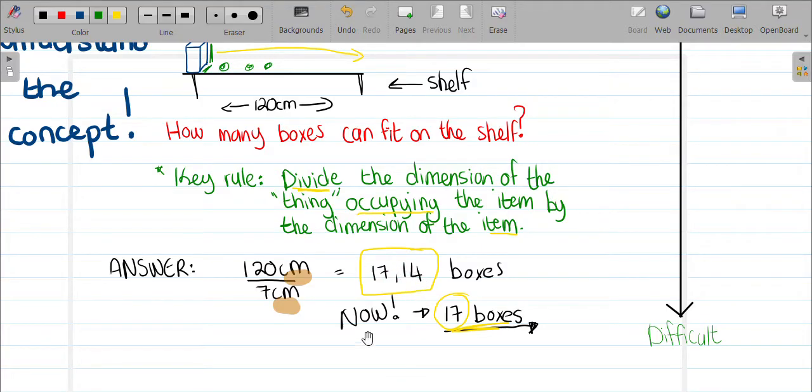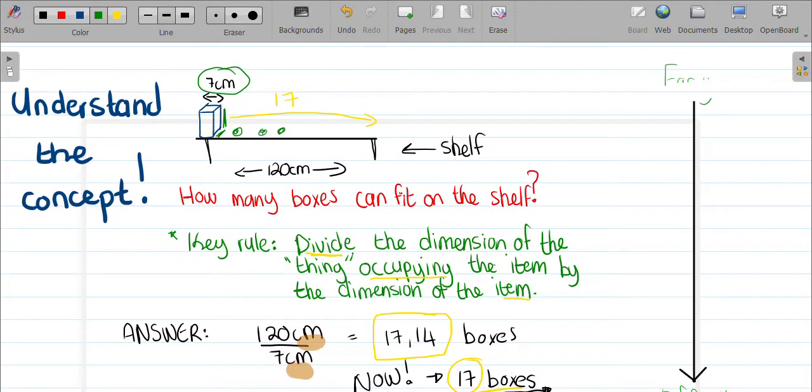So what does this mean? Please pay close attention over here. This is really important. So what would happen in reality is you would be able to fit 17 boxes, right? Let me just draw that box over here. 17 boxes. Boom, boom, boom. 17 across the entire shelf. But then what happens is we have comma 1 4. So we have a little space left over.